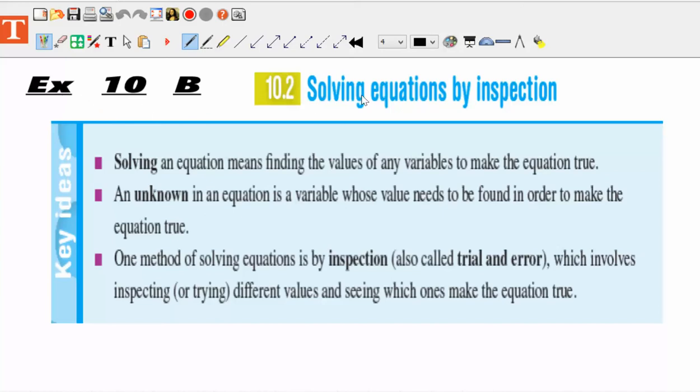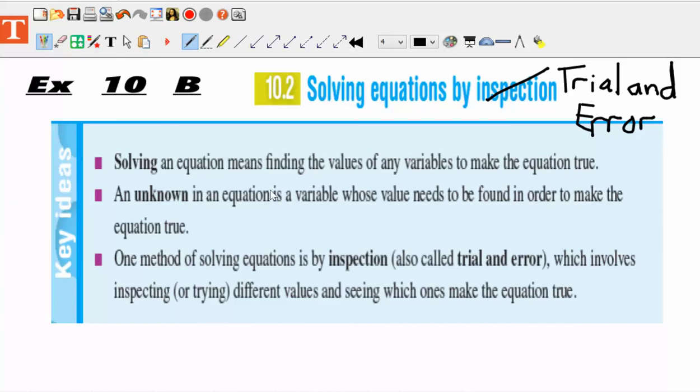Exercise 10b here, solving equations by inspection. Forget inspection, it's just basically by trial and error. Geez, my writing is even worse using this tablet. Anyway, that's my issue, not yours. Alright, so exercise 10b, solving equations by trial and error.